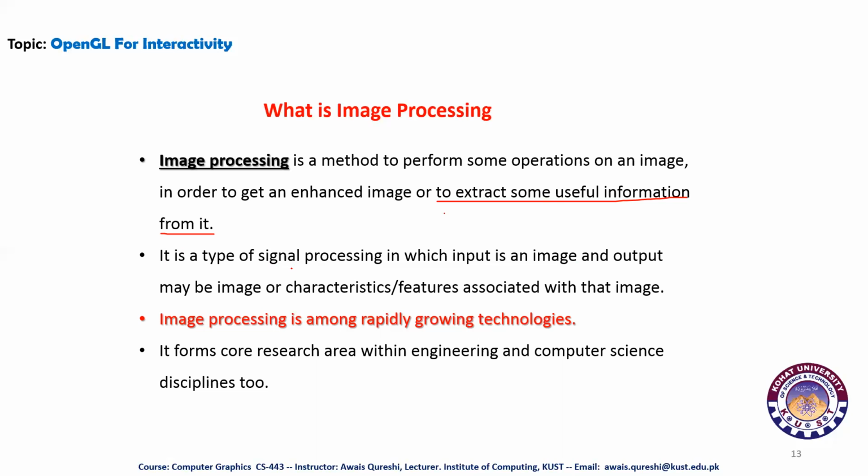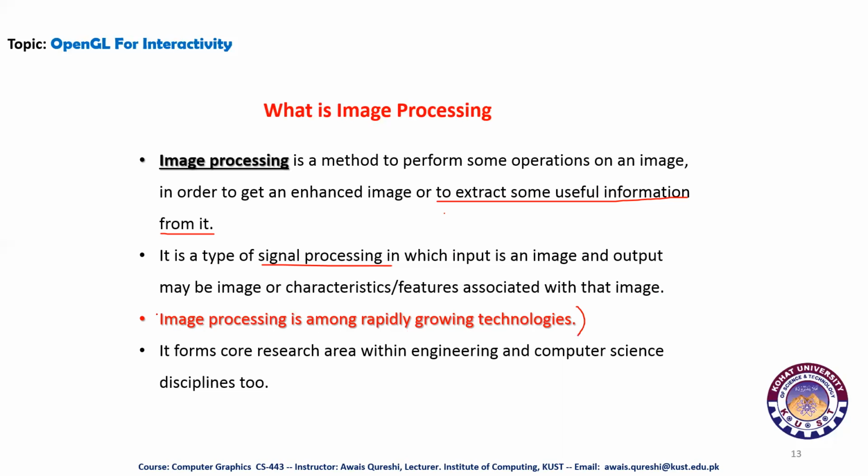The second point is that it is a type of signal processing in which the input is an image. Image processing is somewhat similar to the signal processing field, and signals are represented in a continuous form or in a discrete form, so an image is also represented in a digital form or an analog form. The output may be an image or characteristics or features associated with that image. Image processing is among the rapidly growing technologies.